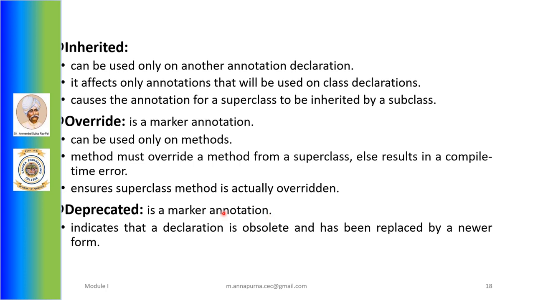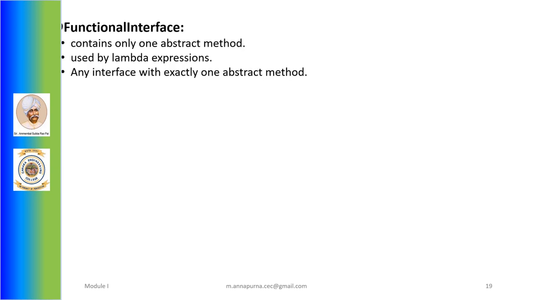Next, we have the @Deprecated annotation. @Deprecated is again a marker annotation, and this indicates that a declaration is obsolete and has been replaced by a newer form. That is, when a class or method is deprecated, it means that the class or method is no longer considered important. That is, the class or method is so unimportant, in fact, that it should no longer be used at all, as it might well cease to exist in the future. @Deprecated annotation is for runtime reflection.